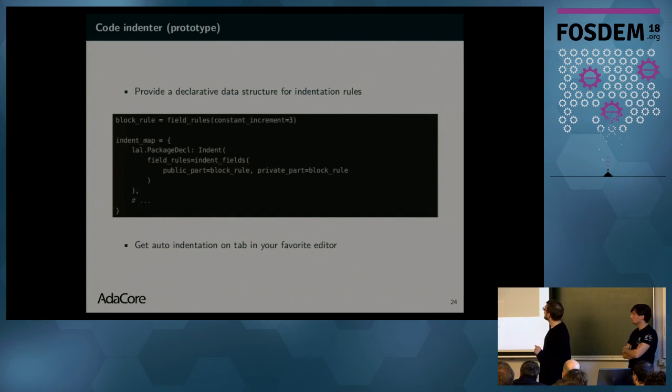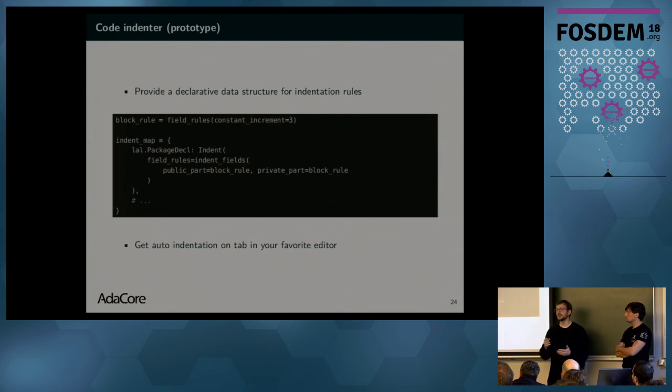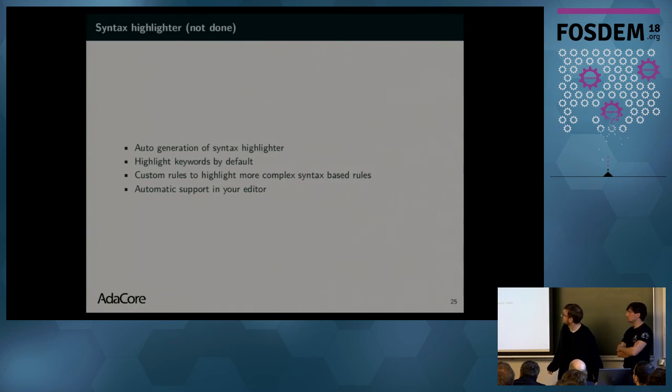So this is for Ada, and what you would do is provide a declarative way of indenting your code for the tree. So you say, for a package declaration, for example, I want the public and the private part to be indented by a block rule, which says indent by 3 columns. And then the engine will do that automatically. And if you have a new language frontend, all you need to do is to write this map, and you have an indenter for your language. Syntax highlighter could be produced along the same way. We have all the information we need to produce a syntax highlighter.